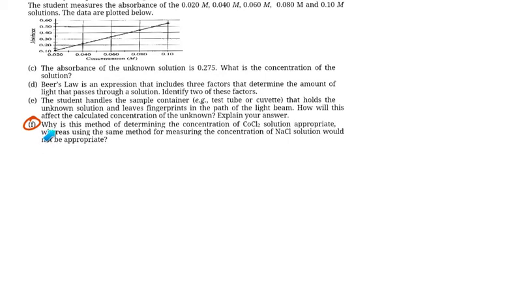And part F: why is this method of determining the concentration of cobalt chloride solution appropriate, whereas using the same method for measuring the concentration of sodium chloride would not be appropriate? Well, that's a pretty easy one. One of these two solutions is colorful, and you guessed it, that one is. Why is this one not colorful? Well, it doesn't contain a transition metal, and so therefore it won't have any color.